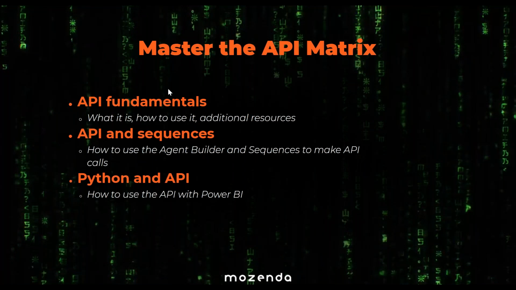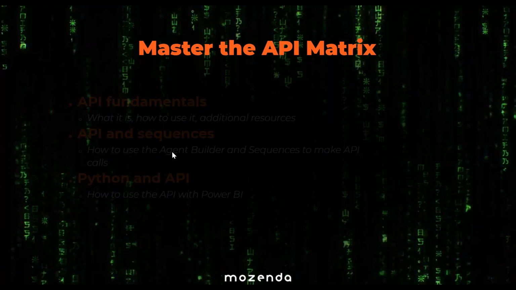Our agenda today is to first talk about the API fundamentals, what it is, how you use it, and provide some additional resources for you. So if you're new to looking at Mozenda's API, this will give you some context. If you are experienced with the API, we have Alex and John here. They're going to be talking about how to automate these calls using sequences and the agent builder, and using Python and the API to automate your processes. There are so many possibilities when it comes to the API.